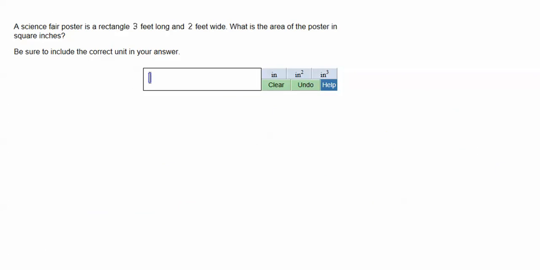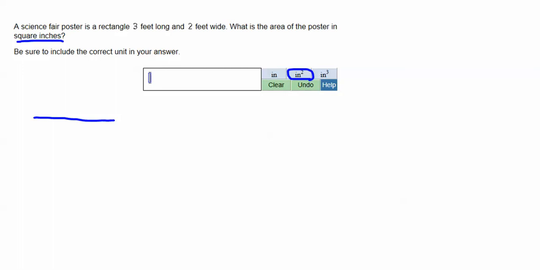Let's go ahead and take a look at the second example. It says a science fair poster is a rectangle 3 feet long and 2 feet wide. What is the area of the poster in square inches? Be sure to include the correct unit in your answer. So we're looking for area of the poster in square inches. This will be our label.